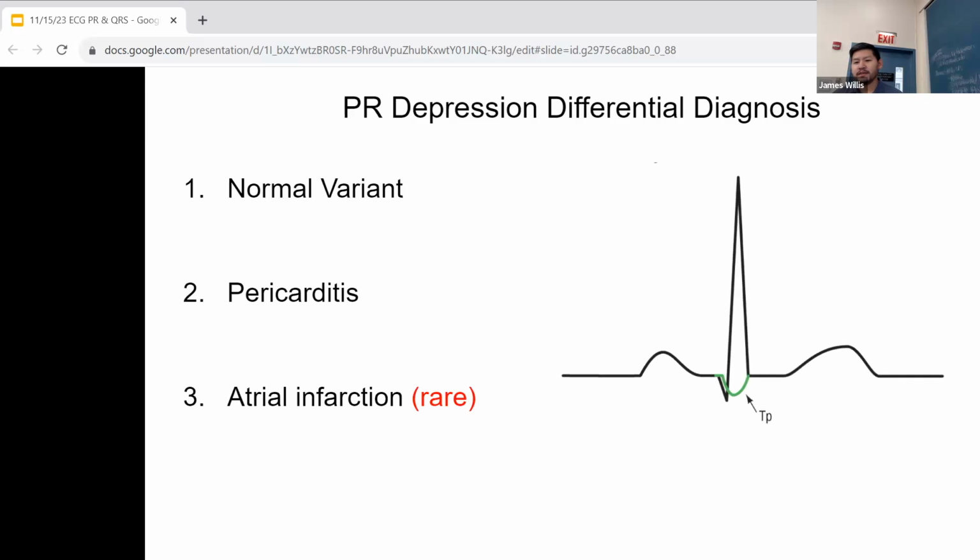Atrial infarctions, I don't know how clinically significant, but it's very uncommon because the atria is perfused by the blood that's in the atria. So if you weren't perfusing your atrium, you'd probably be dead because you had no blood in your atrium. So pretty unrealistic, but not very common. You can be normal variant because you can have depolarization of the atria occur a little bit earlier, which can depress the PR segment. You can see this a lot in tachycardia.